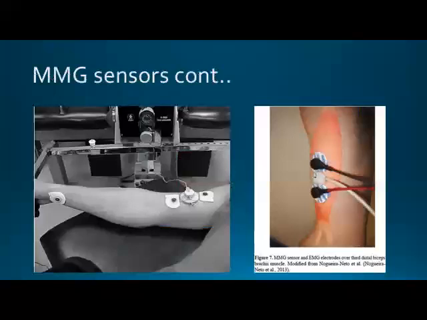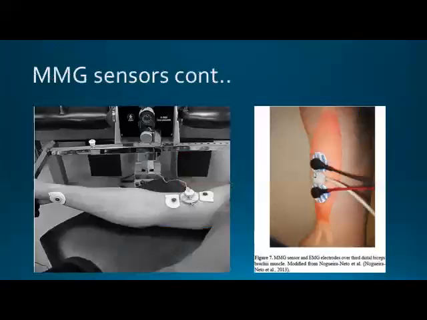Here are some other examples of MMG sensors. The one on the left is an older, maybe like 1999 version. So they've gotten smaller as time has gone on. This is just another example showing it in between that bipolar surface EMG arrangement.